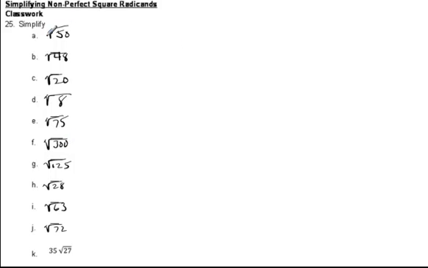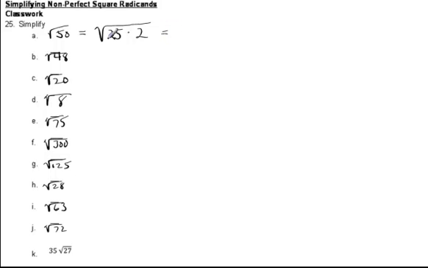So square root of 50, that's not a perfect square. I need to separate it into a perfect square and another number. So does 4 go into 50? No. Does 9 go into 50? No. Does 16 go into 50? No. Does 25 go into 50? Yes. 25 is a perfect square, so it's 25 times 2. 50 equals 25 times 2.